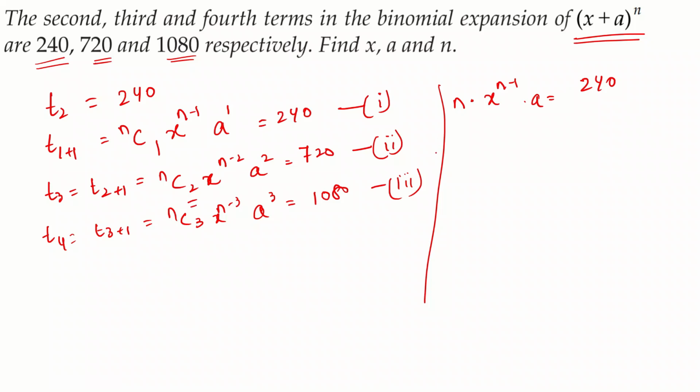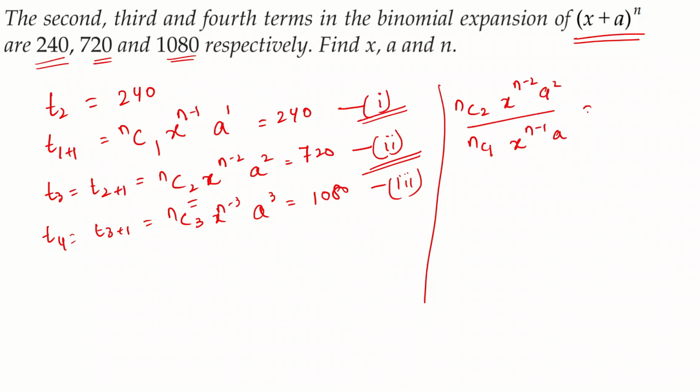n c2 is what? Okay, let it be n c1. It will help us to apply the formula. I'll tell you why. So instead of doing simplification now, let's straight away jump into finding the values. What I do is I divide the second equation with the first equation, and you will know why I'm doing it. So I divide these two equations. n c2 x to the power of n minus 2 a square divided by n c1 x to the power of n minus 1 into a is equal to 720 divided by 240. So I have done second equation divided by first equation.